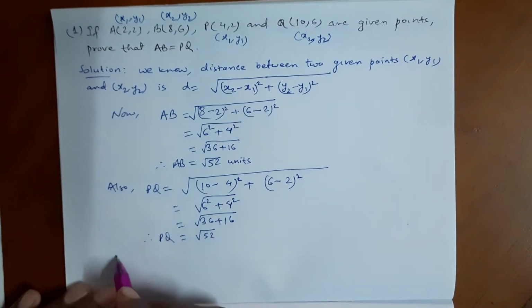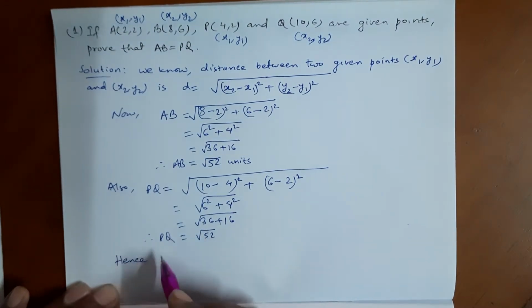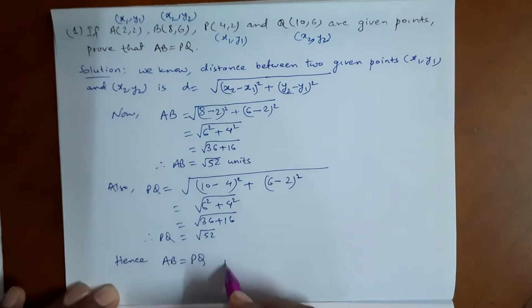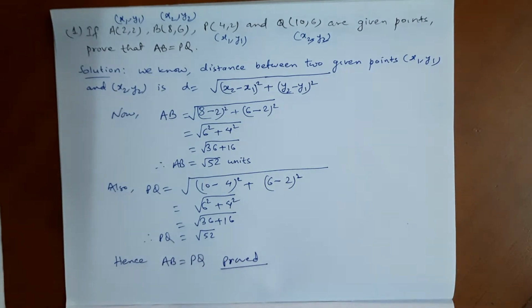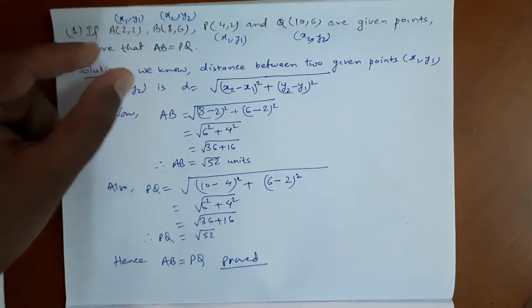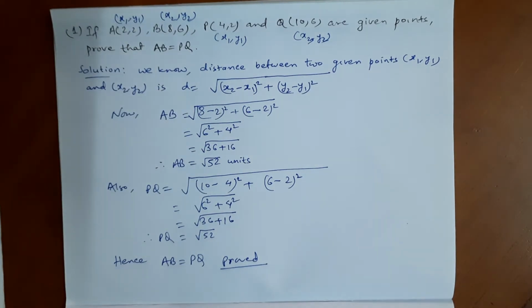Hence AB and PQ both values are root over 52. So hence AB equals PQ, proved. This is the way you have to prove. So we have proved it. In this way, any one distance we can prove equal with another distance.